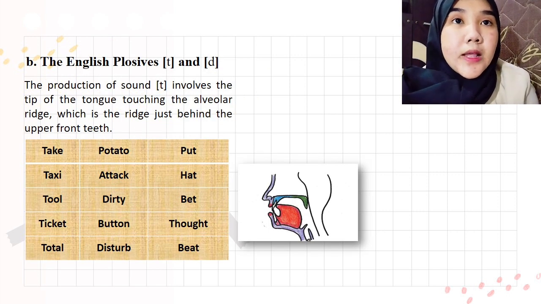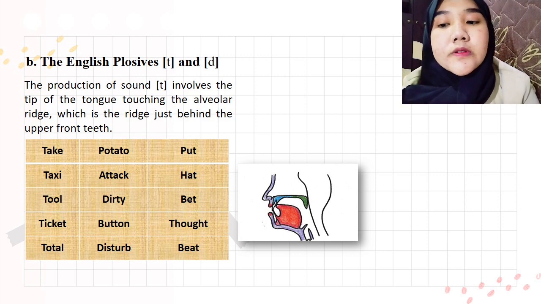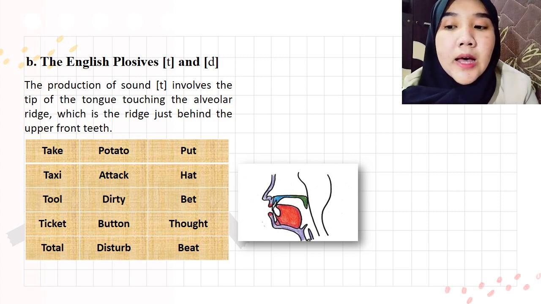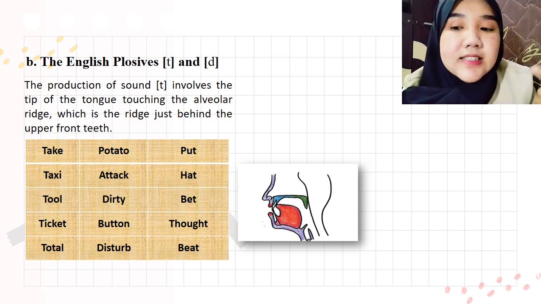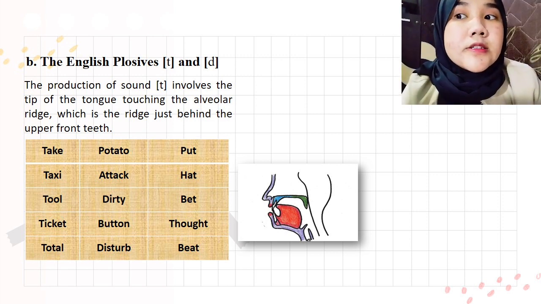Next, the English plosives t and d. Production of the t sound involves the tip of the tongue touching the alveolar ridge, which is the ridge just behind the upper front teeth. Look at the examples. This is the example of the t sound.